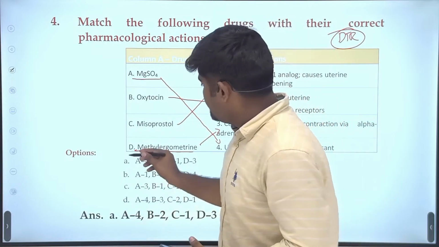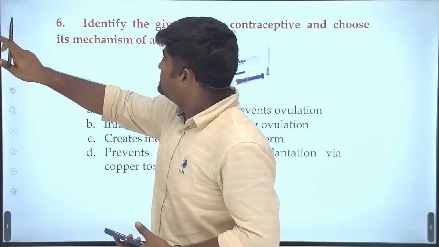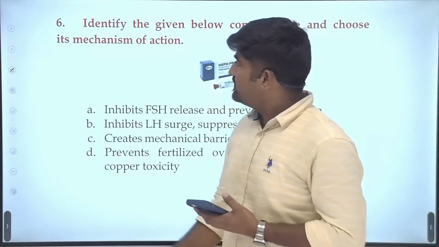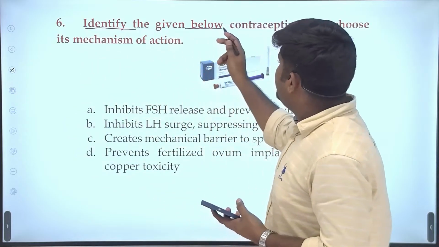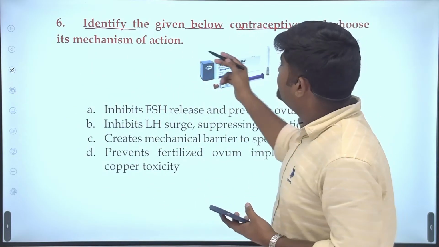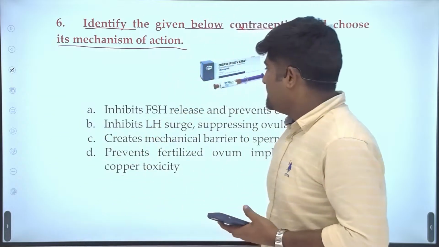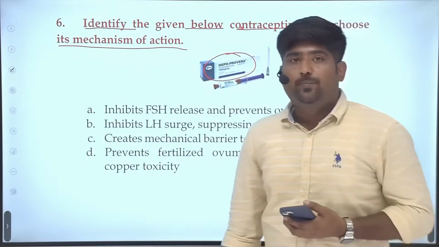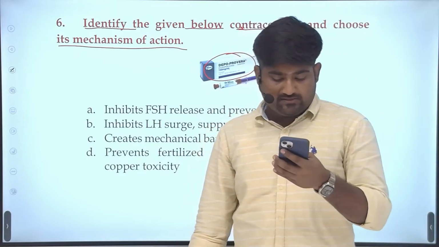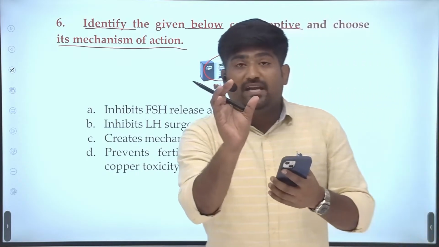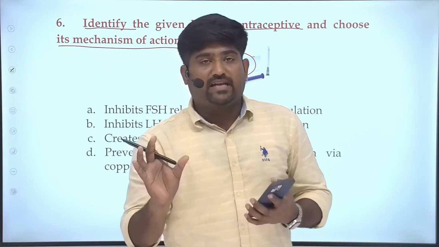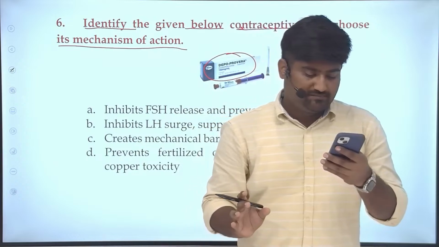Yes, it is A. Coming on to this next question. Identify the contraceptive in the image below and choose its mechanism. They are asking about this, Depo-Provera. Come on, tell me. Respiratory depression is the late sign. DTR will be the early sign. Okay, yes.